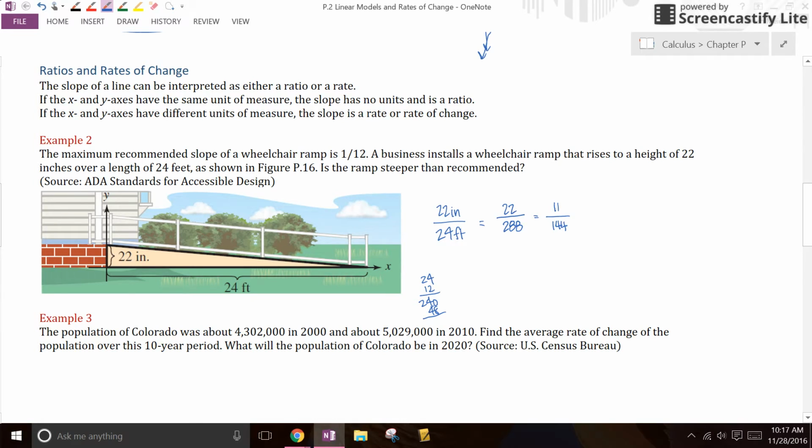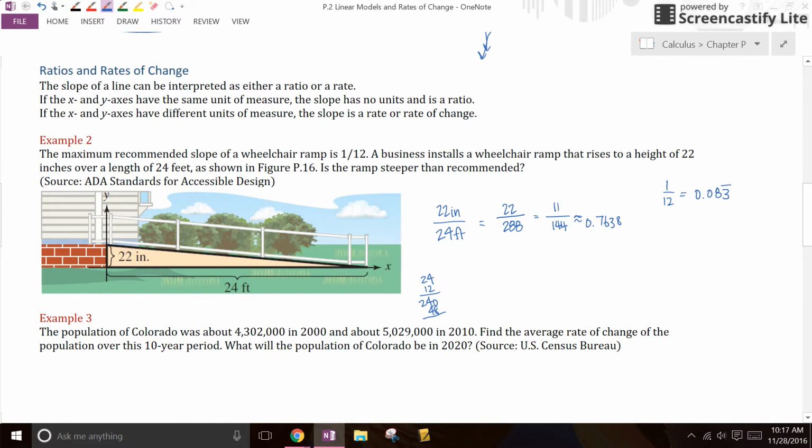I can figure out what that is in decimal, and I can figure out what the 1/12 is in decimal. Once I do that, I can tell you if it's too steep or steep enough. If I do 1 divided by 12 in decimal, 1/12 is 0.083. And 11/144 is approximately equal to 0.0764.